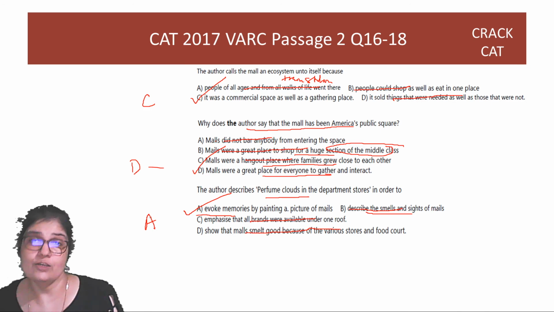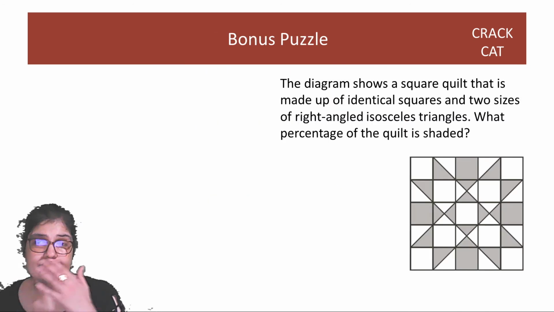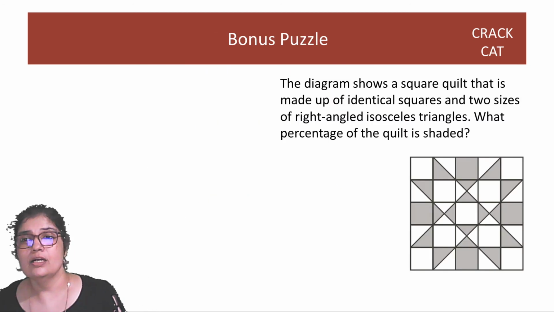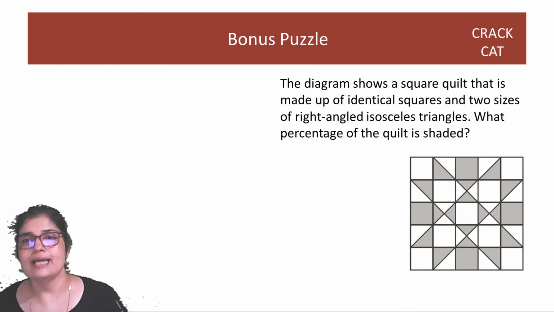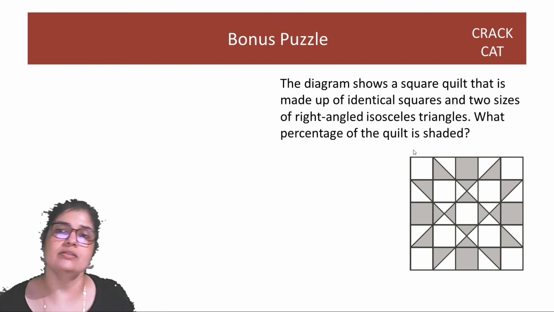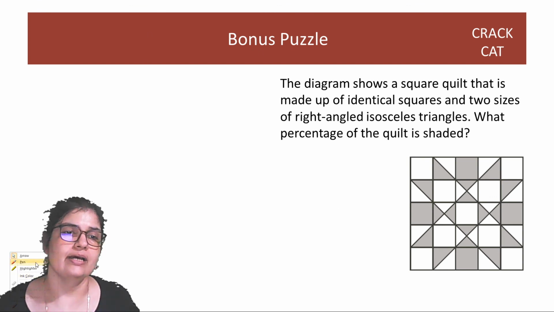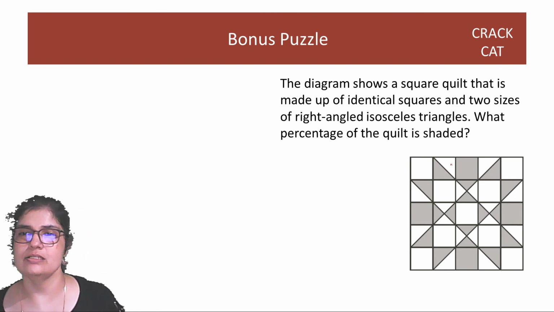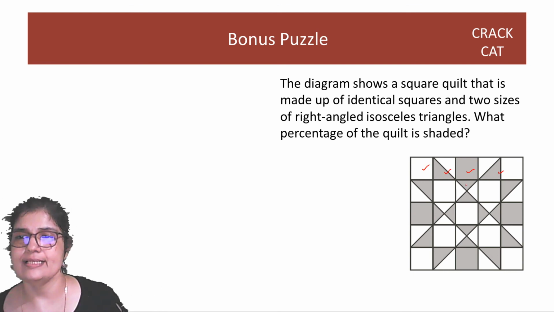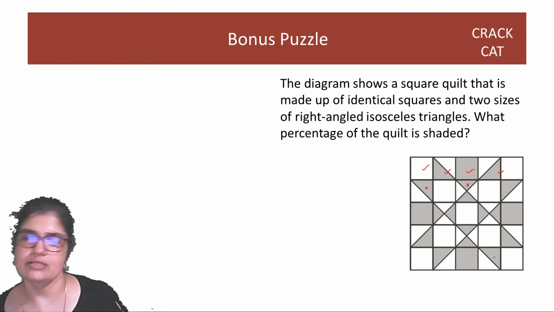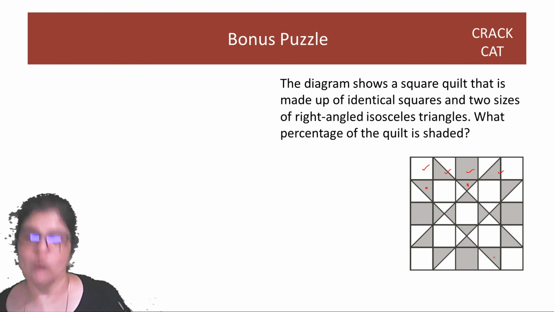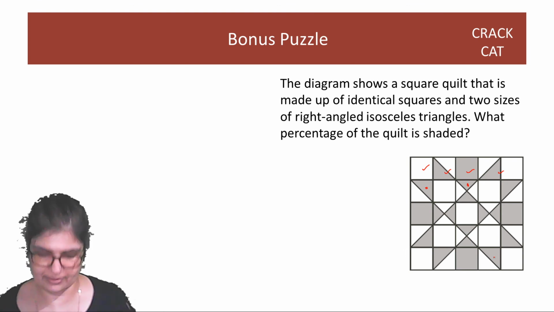So great. Here is your puzzle for next time, please think about this. You have a square quilt. Quilt is your razai, right? That is made up of identical squares and two sizes of right-angled isosceles triangle. So which two sizes? These are identical squares, right? These are also squares, these are all identical squares. And the two sizes: this is one side, this is the other size. So only these two are isosceles triangles. So you have to find out what percentage of the quilt is shaded, right.